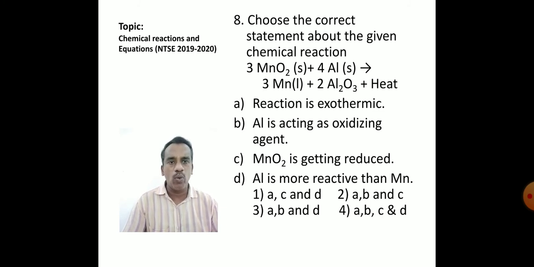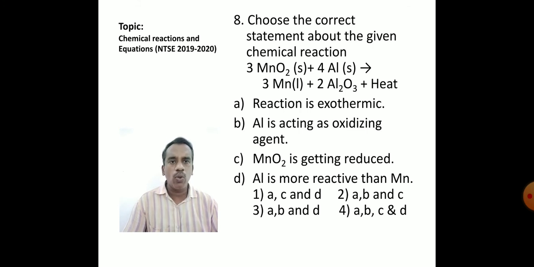MnO2 is getting reduced. The statement C says this. MnO2 is getting reduced. What is meant by reduction? Addition of hydrogen, removal of oxygen. Here MnO2 was converted into Mn.